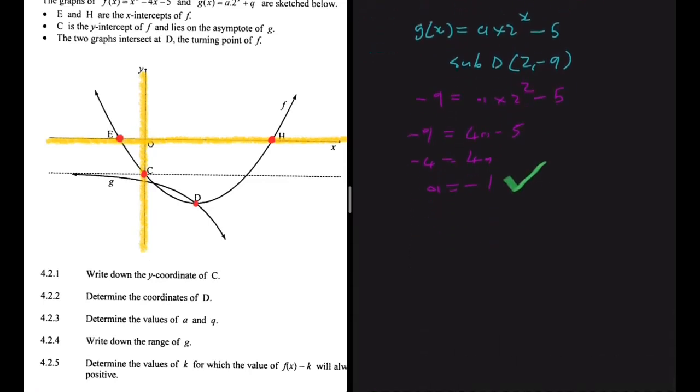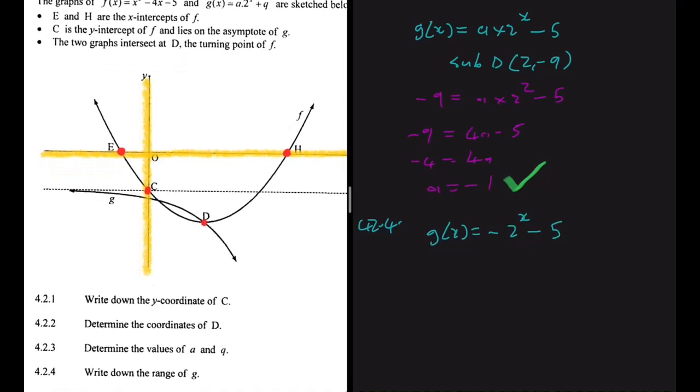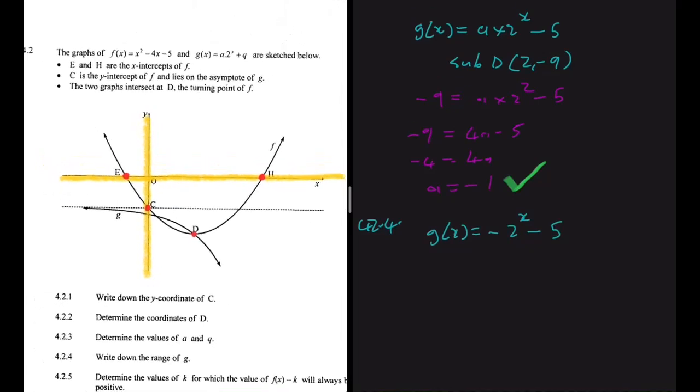Let's do 4.2.4. It's saying let's write down the range of g. So we have g of x equal to minus 2 to the x minus 5, and we're supposed to determine the range of the graph. We can just easily look at the sketch here, because as you can see, the y values will never be greater than minus 5. They actually never touch there. The y value gets infinitely closer to minus 5, but then it never really touches minus 5.